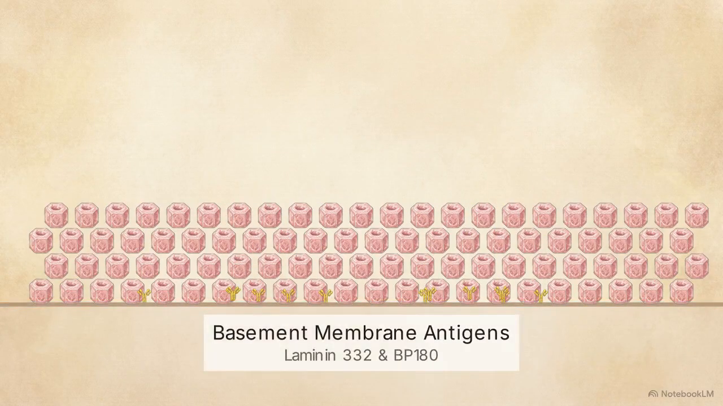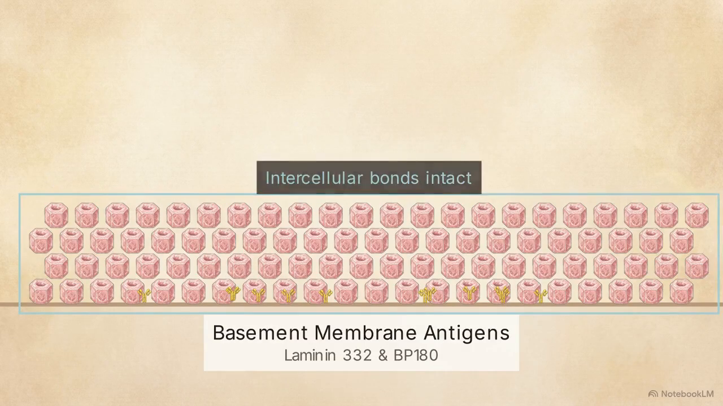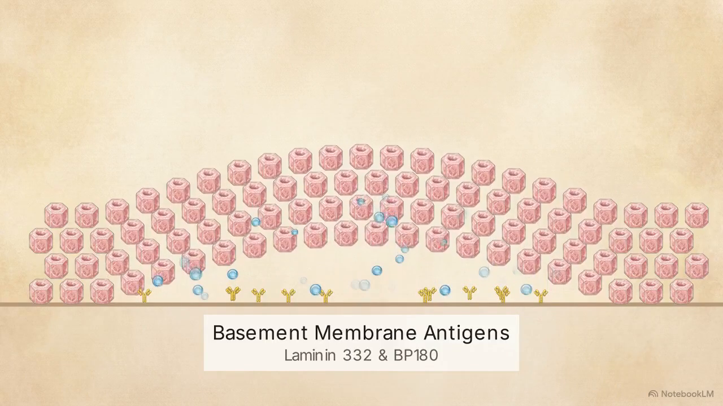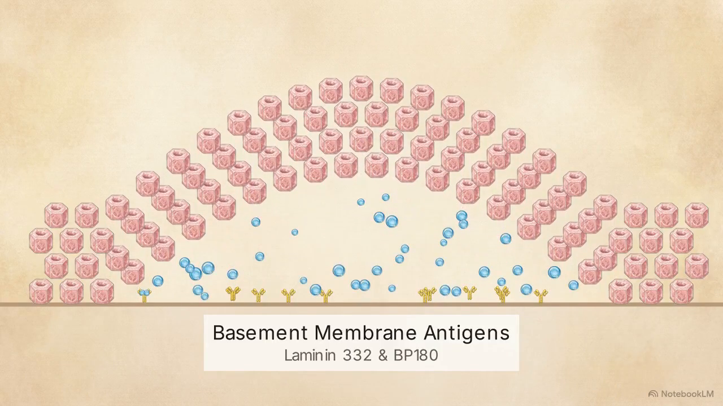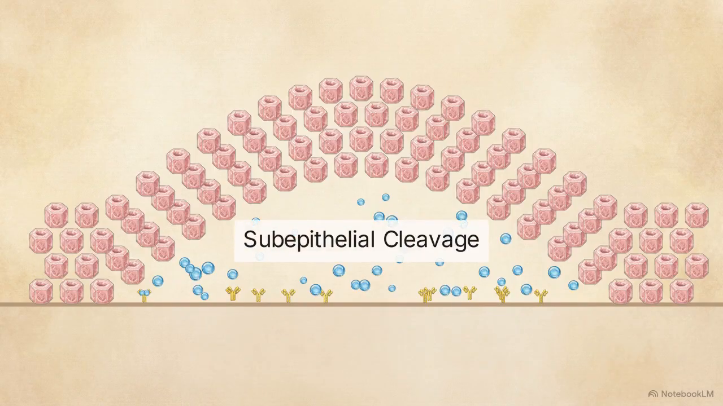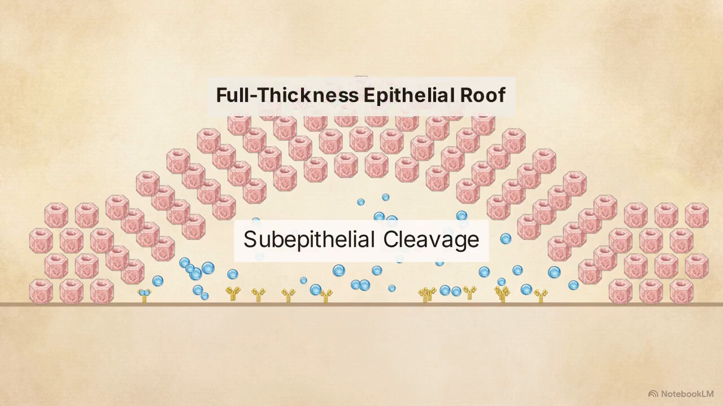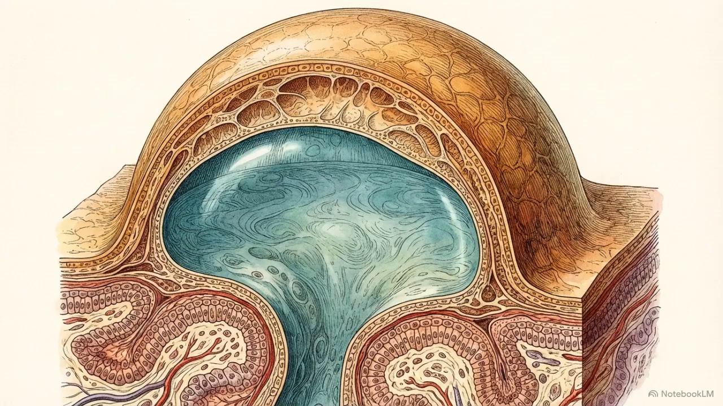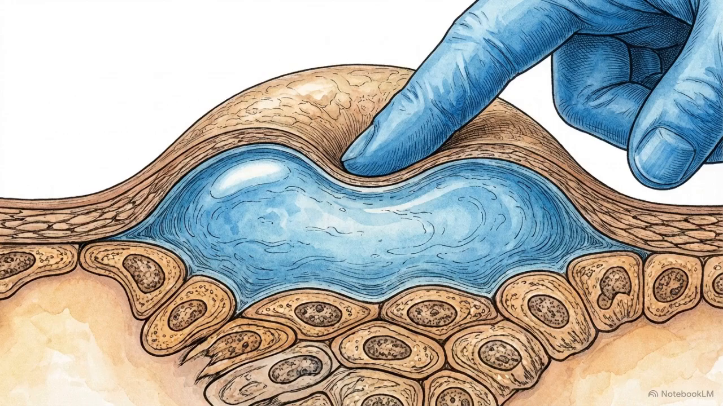Instead, they target basement membrane antigens like laminin 332 and BP180. The intercellular bonds remain intact. Separation occurs at the foundation, lifting the entire epithelial layer cleanly away from the underlying lamina propria. This deeper failure is defined as subepithelial cleavage. Because the fluid accumulates beneath the entire epidermis, the resulting bulla has a thick, full-thickness epithelial roof. This extra tissue thickness provides durability. These subepithelial bullae present clinically as tense, fluid-filled structures that can remain stable for days before eventually rupturing.